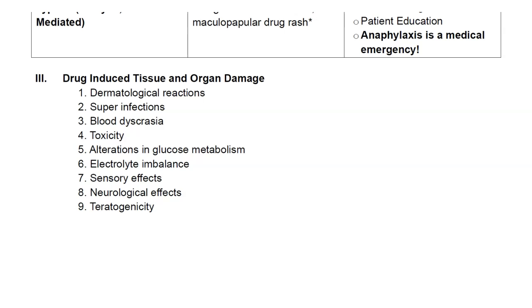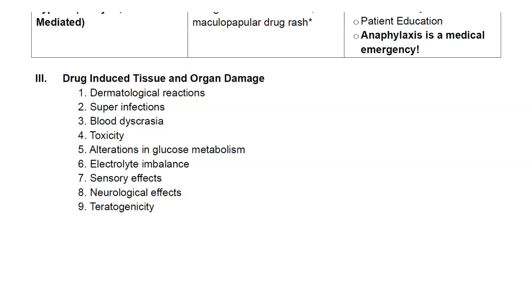Whenever we're giving medications, as you guys know, there's really no medication that doesn't have some sort of an effect on our patient. Some medications may cause tissue or organ damage. Examples: they may have dermatologic reactions, basically skin reactions, rash. So that's not that serious. For some types of medications, such as antibiotics or maybe some immunosuppressants, it can cause superinfection or severe infections, typically that are hard to treat.